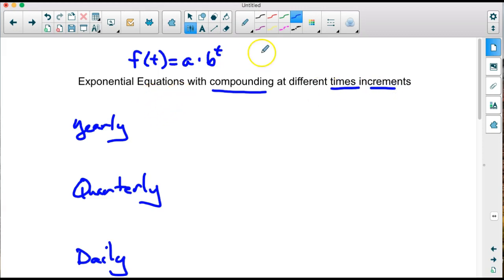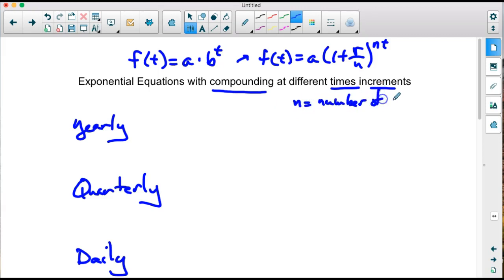Okay, so we're going to change this equation to look like f of t equals a times 1 plus r over n, and then n times t in the exponent. So this is going to be our new equation. A is going to be the same value. B is going to equal this stuff here, 1 plus r over n, and n times t is going to be the power instead of just t, because we're going to compound n times a year. So n equals the number of compounds per year.